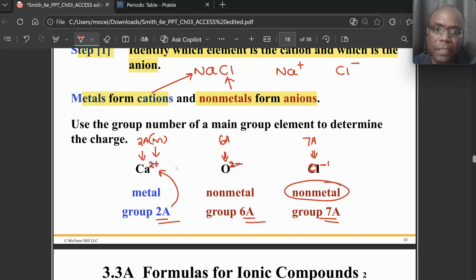Here it's 2-. You could have said 6 - A to give you -2 if you want. And here you can say 7 - A to give you -1. Or you can work the other way around. 8 - 7 is 1, so it has to gain 1 electron, so it's -1. 8 - 6 is 2, so oxygen has to gain 2 electrons, so it's -2. Whichever way works for you.